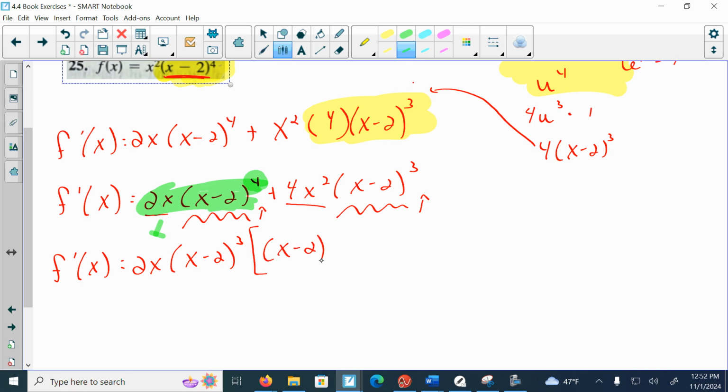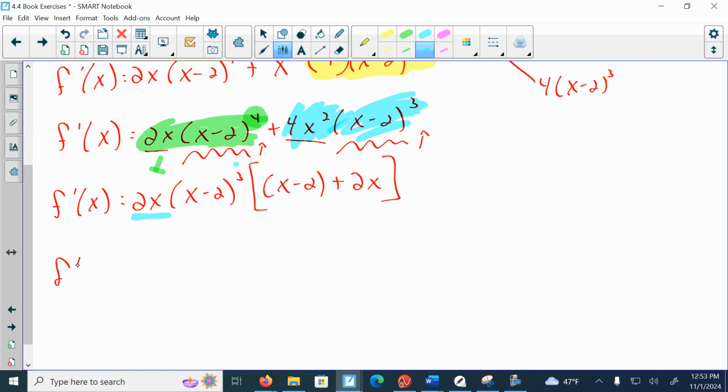Now, I don't really need those parentheses, but I'm just going to leave them there for a second. Then I'm going to write this plus sign. My second term is this 4x squared, which I only factored out a 2x, so I have to have a 2x left. And then the x minus 2 to the 3rd, I already factored out to the 3rd, so I'm done. That's all I have left.